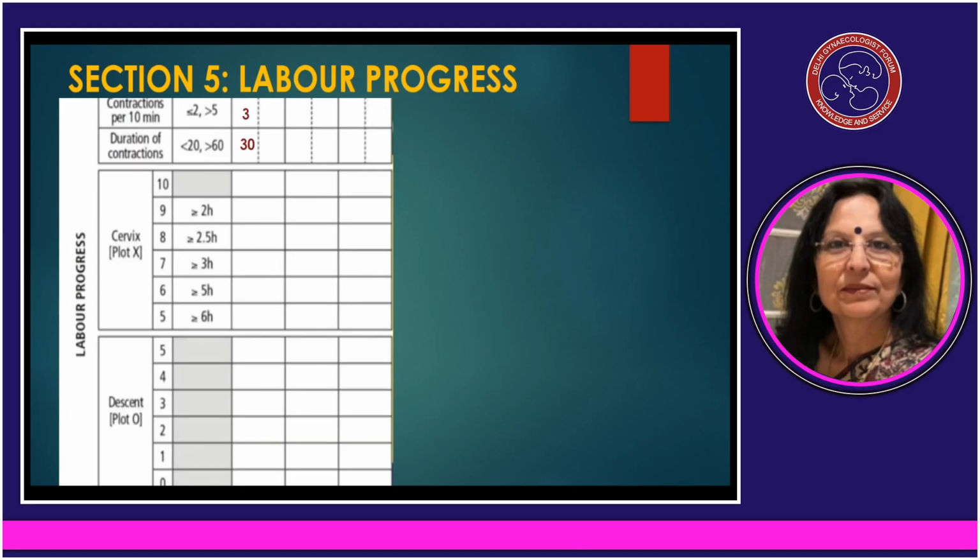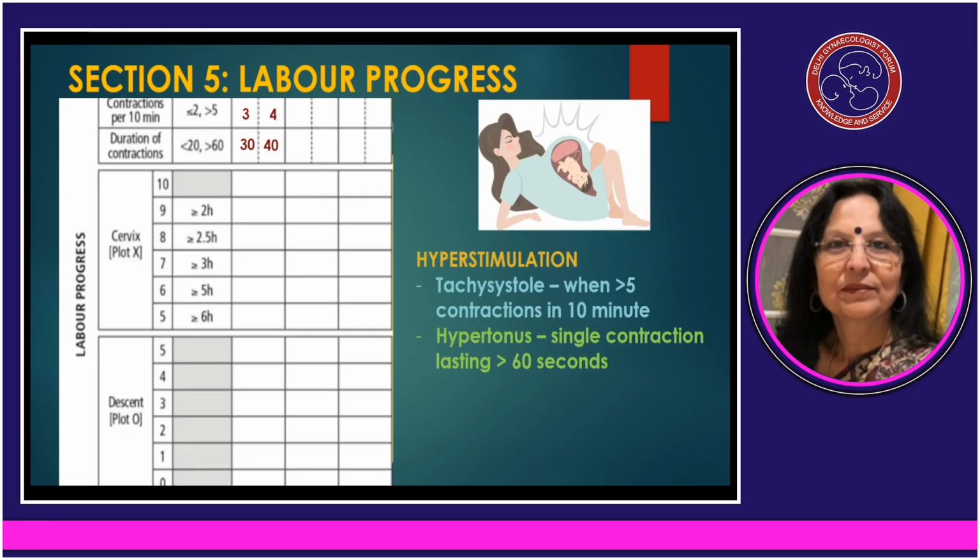So coming on to this contraction. So at 6, we see that 3 contractions for 30 minutes. Next half an hour, we see that there are 4 contractions in 40 minutes. So whenever there is a contraction which is more than 5, please click. Whenever there are more than 5 contractions in 10 minutes, this is a tachysystole.